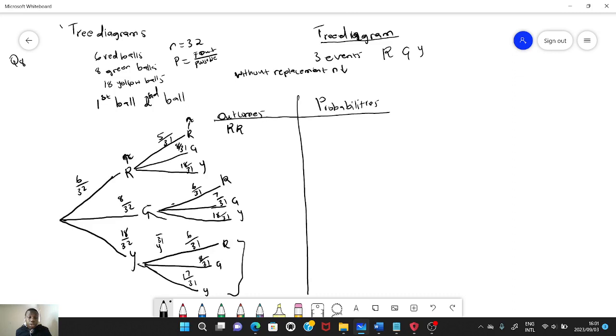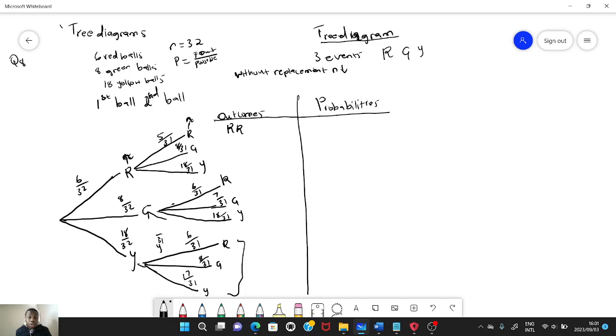Now the first ball is R, but now the second ball is what? Now I make the second ball to be a green ball. Now I have RG. Now the same thing applies. I'll still start with R and then I end at Y. Now I will have RY. That's the outcomes of the first branch, right? Now we are done. So now we look at the second branch.